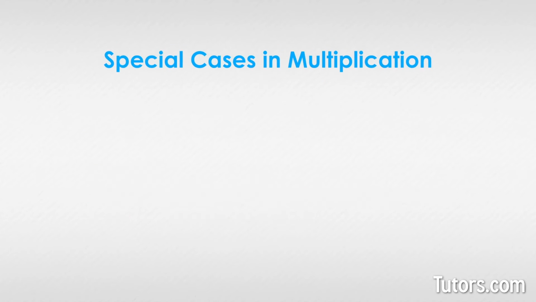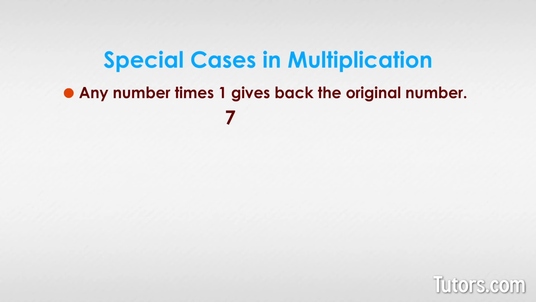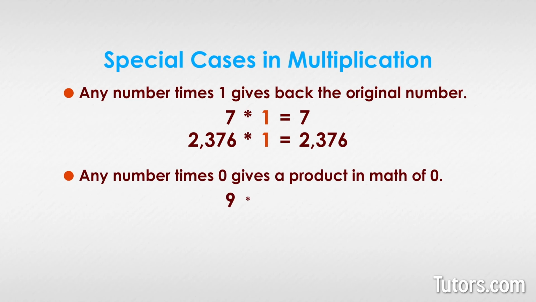There are 2 special products that appear when working with multiplication. Any number times 1 gives back the original number. This is the identity property of multiplication we just went over. The other special case is the multiplication property of 0. Any number times 0 gives a product in math of 0.